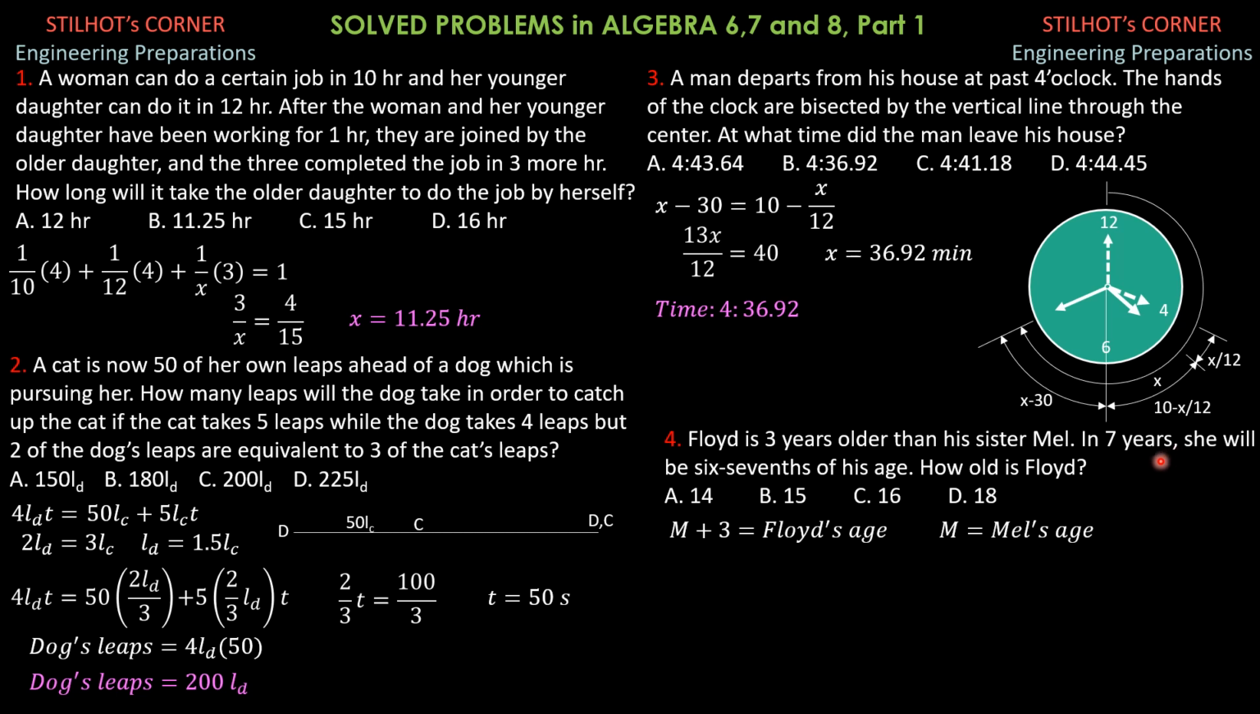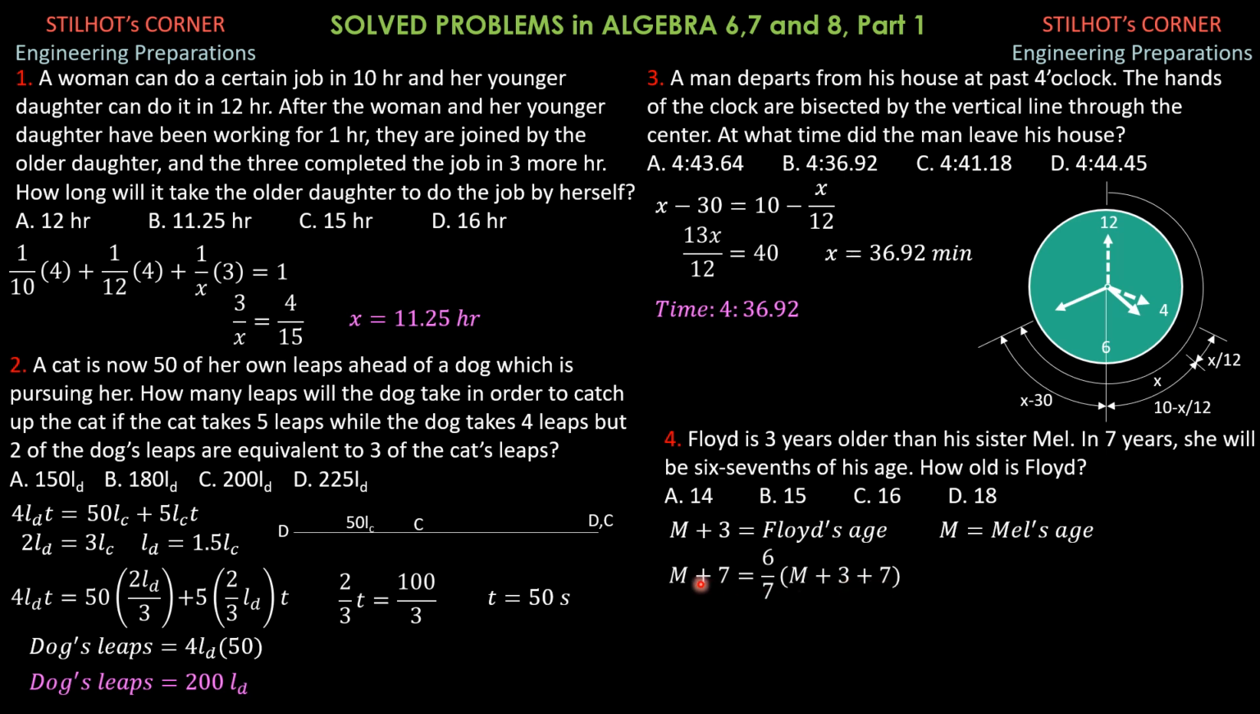Then this second sentence, in 7 years, she will be 6/7 of his age. This refers to Mel's age in 7 years, which is m plus 7, and Floyd's age by that time would be m plus 3 plus 7. So m plus 7 equals 6/7 of the quantity m plus 3 plus 7. So m plus 7, Mel's age in 7 years, equals 6/7 times Floyd's age in 7 years, which is the present age of Floyd, m plus 3, plus 7.